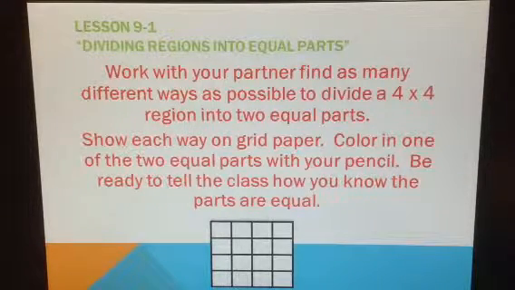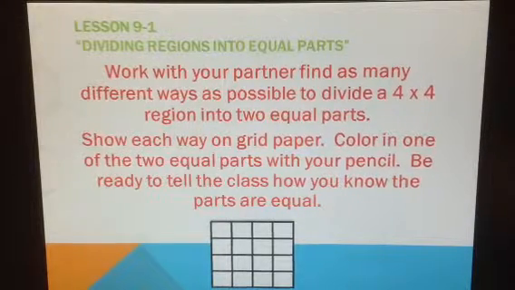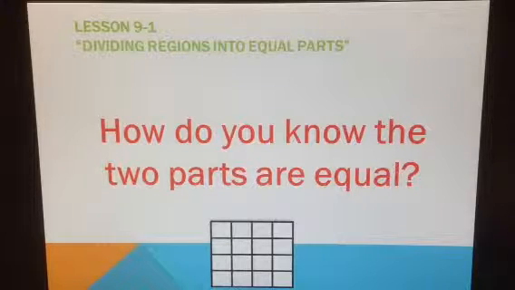First, students drew a line across, a horizontal line halfway down. Then they thought of drawing a vertical line. Some students realized you could do a diagonal. And then some students really got creative with interesting shapes. The question we kept coming back to was, how do you know the 2 parts are equal? And what we finally realized was, since there's 16 boxes in this square, if we have 8 on one half and 8 on the other half, then they are equal.